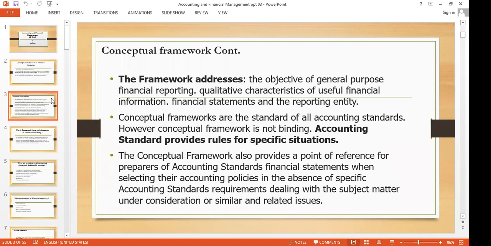Accounting standards provide rules for specific situations. When we prepare financial statements, we use accounting standards, rules, assumptions, information and structure. The conceptual framework also provides a point of reference for preparers of financial statements when selecting their accounting policies in the absence of specific accounting standards, dealing with the subject matter under consideration for similar and related issues. This is the conceptual framework. Please get a general idea: the conceptual framework is the objective of general purpose financial reporting.